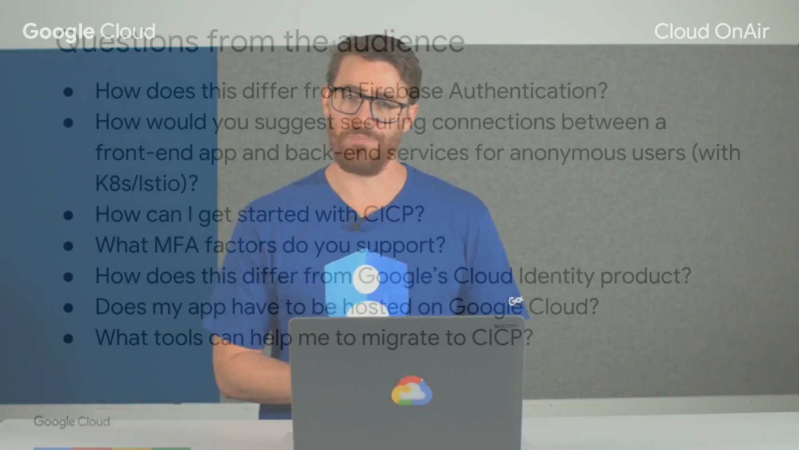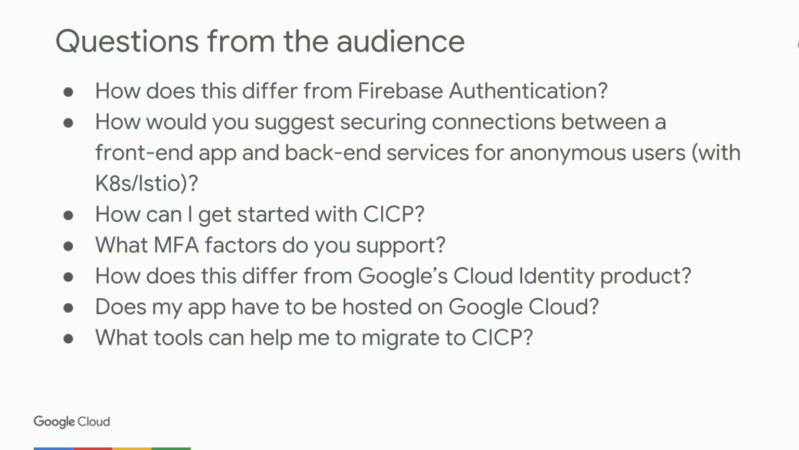The second question, how would you suggest securing connections between a front-end app and back-end services for anonymous users with Kubernetes Istio? So my demo that I gave you here is exactly that, Kubernetes and Istio. And so there's a couple of ways that you can do it, and I'd love you to reach out and we can dive into more details here. But what you can do is you can enable a user to come through the front door, through the ingress gateway, and say, you know what, they need to have had a token issued by CICP.